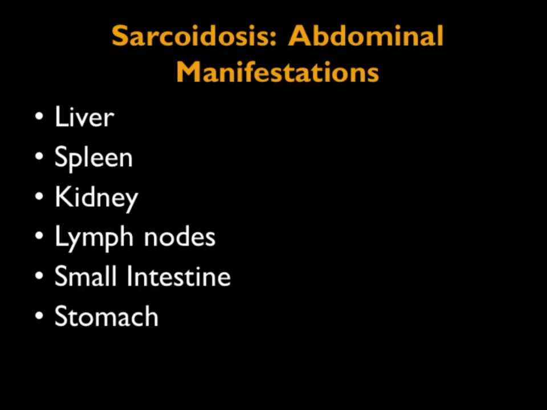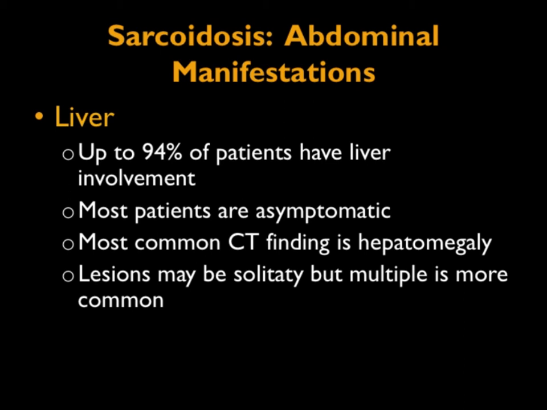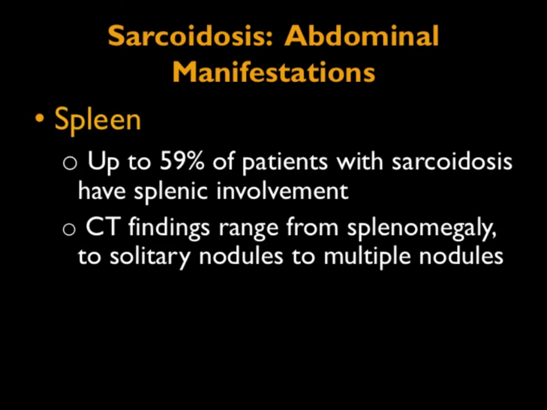When you look at the abdomen and sarcoid, a lot of areas can be involved. I showed you already liver and spleen, but also kidneys, lymph nodes, the small bowel, as well as the stomach. The liver is the #1 organ involved, up to 94% of patients. Most patients are asymptomatic, with the most common finding being hepatomegaly. Lesions may be solitary, but multiple would be more common. Within the spleen, up to 59% of patients with sarcoid have splenic involvement, with the CT findings ranging from splenomegaly to nodules that are solitary or multiple nodules. So again, you will see commonly splenic and liver involvement in sarcoid.